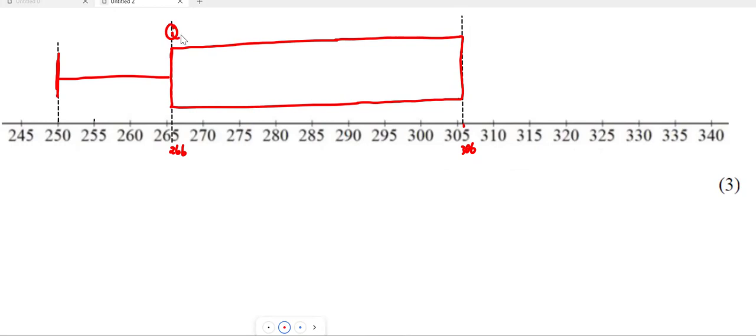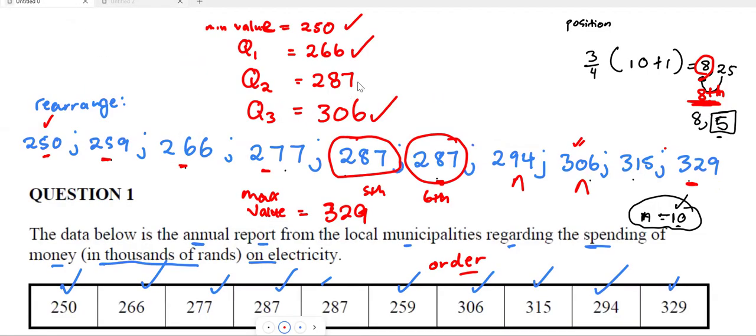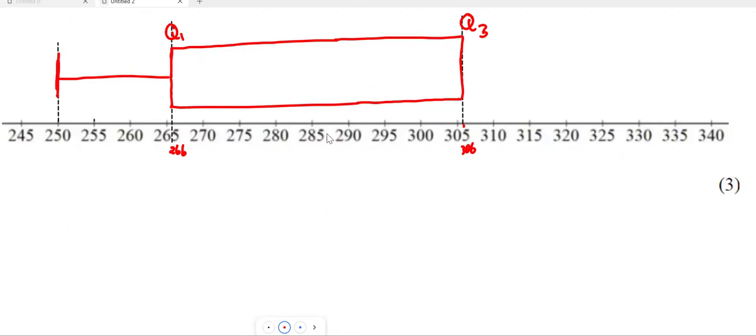Remember, this is our Q1. This is our Q3. And we have got the Q2 that we left, which is 287. So where is our 287? We're just going to also approximate. This is somewhere here. So that's at 287, our Q2. This is the most important part.